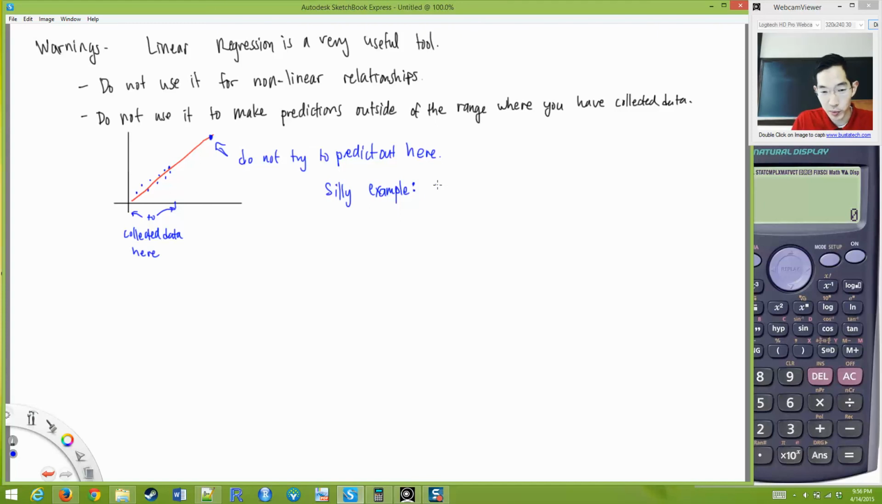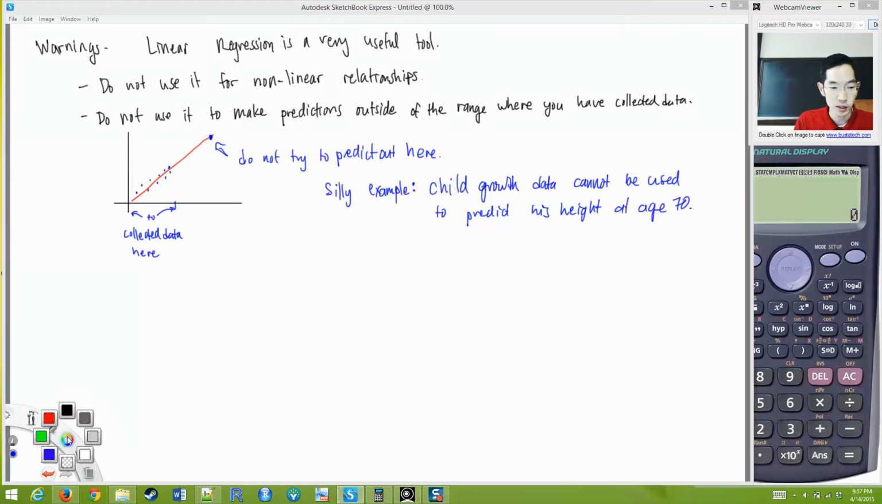Okay, so in this silly example, child growth data cannot be used to predict his height at age 70. All right, other warnings.